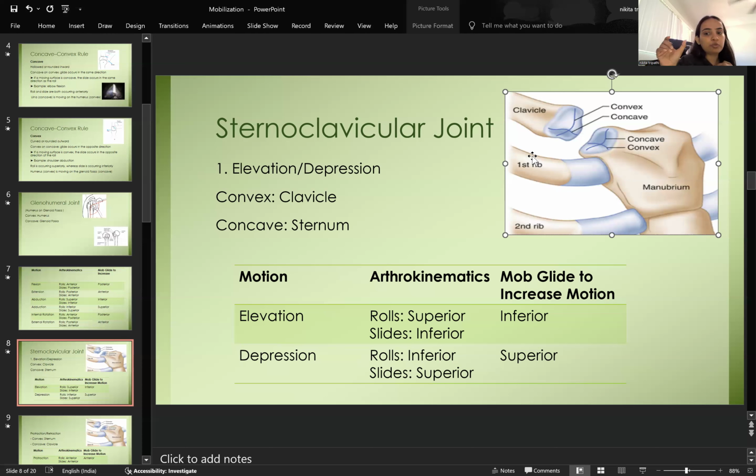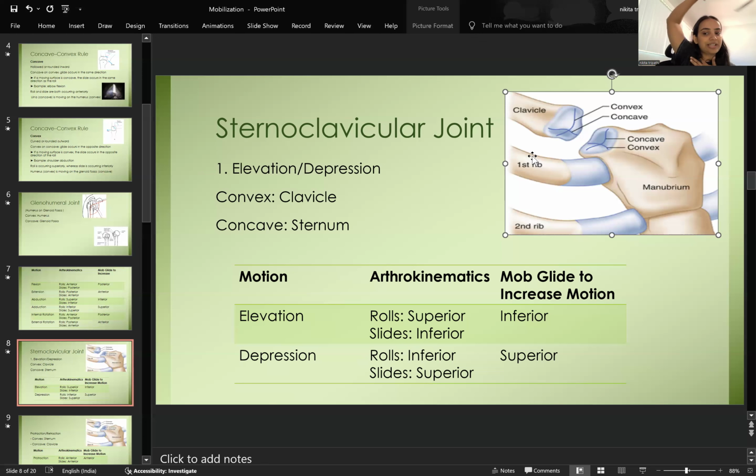So to gain that end range of motion, we need the motion so that our clavicle will freely move with abduction, with downward direction, protraction, retraction. With protraction and retraction, the convex clavicle is moving on the concave sternum. The convex part of the clavicle is moving on the concave sternum. So elevation, you see my finger is moving in the upward direction.